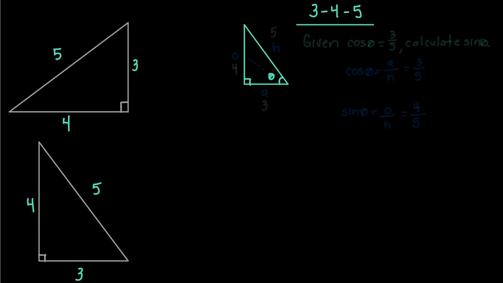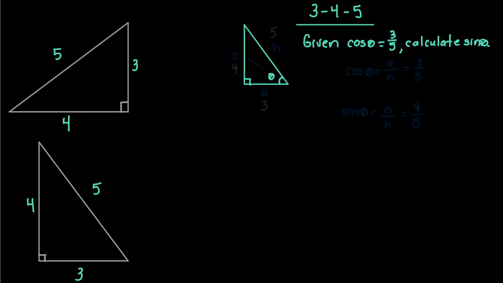All right, let's look at another example. We have our right triangle drawn. Given cosine of theta is equal to 3 over 5, calculate sine of theta.